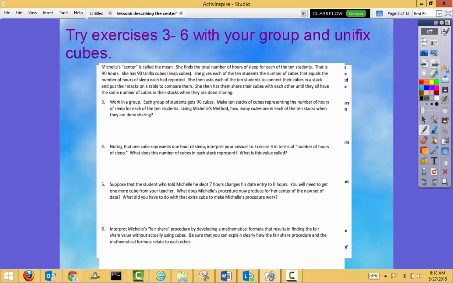Okay, you guys won't be doing 3, 4, or 5 just because of time, but we're going to go through it. Work in a group. Each group of students gets 90 cubes. Make stacks of 10 cubes representing the number of hours for each of the 10 students. Using Michelle's method, how many cubes in each of the 10 stacks are there when they are done sharing?